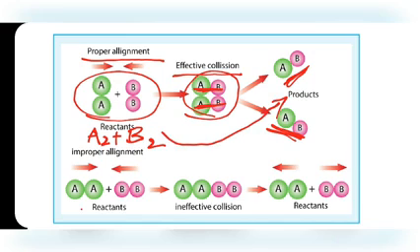If they do not approach properly, for example, here also A2 and B2 are reacting. This A can touch this B, but this A cannot touch that B. So both are not combining properly, and they will again separate into A2 and B2, that is reactants. So not only the minimum energy factor, the orientation factor is also important.